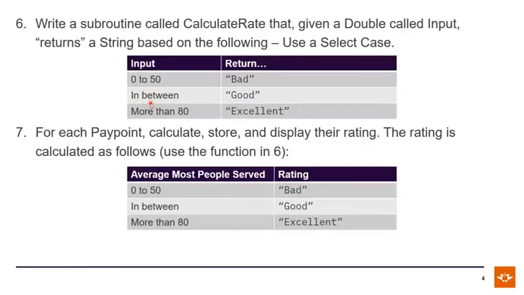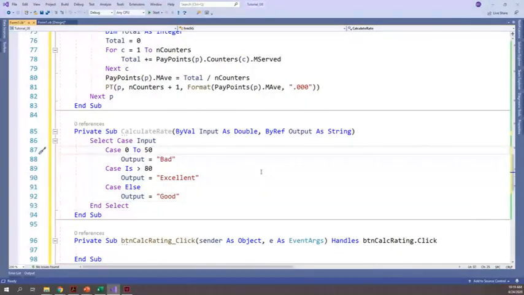All right. But note the following. In between is what value exactly? Now, if this was an integer input, we could have said case 51 to 80. We could have done that. But this is a double. So if it's a double, and I said case 51 to 80, the error then comes in if my value was 50.5. So how then do we actually address this issue?